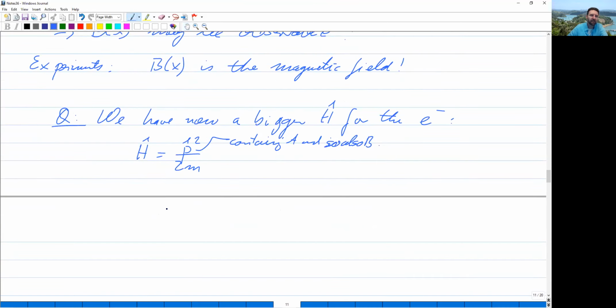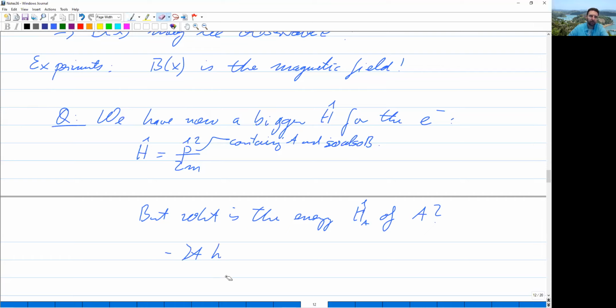But what would be the energy? What is the energy H hat A of the A field? It itself also ought to have some evolution, right? So what's the energy H hat A of the A field? Well, I should spell it out what I mean by it. Well, H hat A should be scalar and gauge invariant.